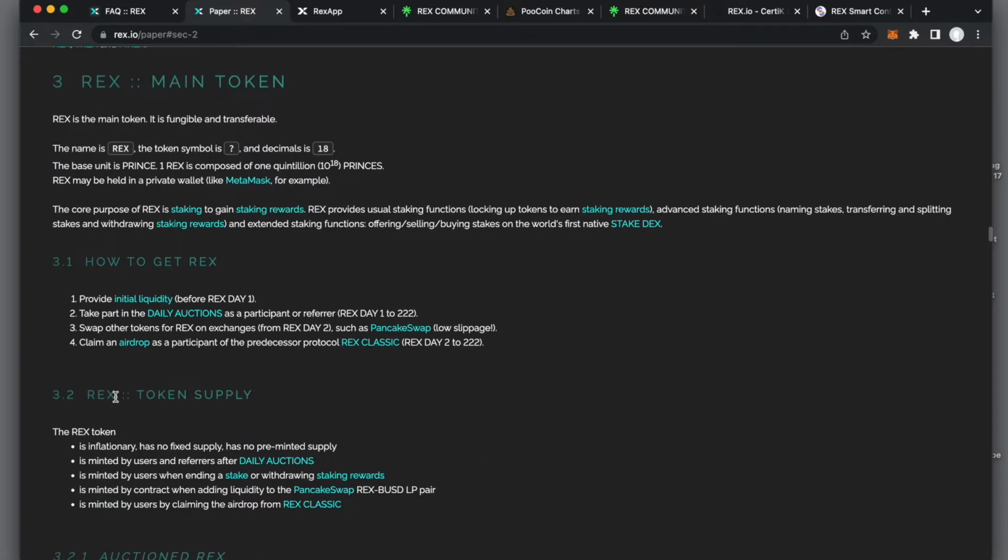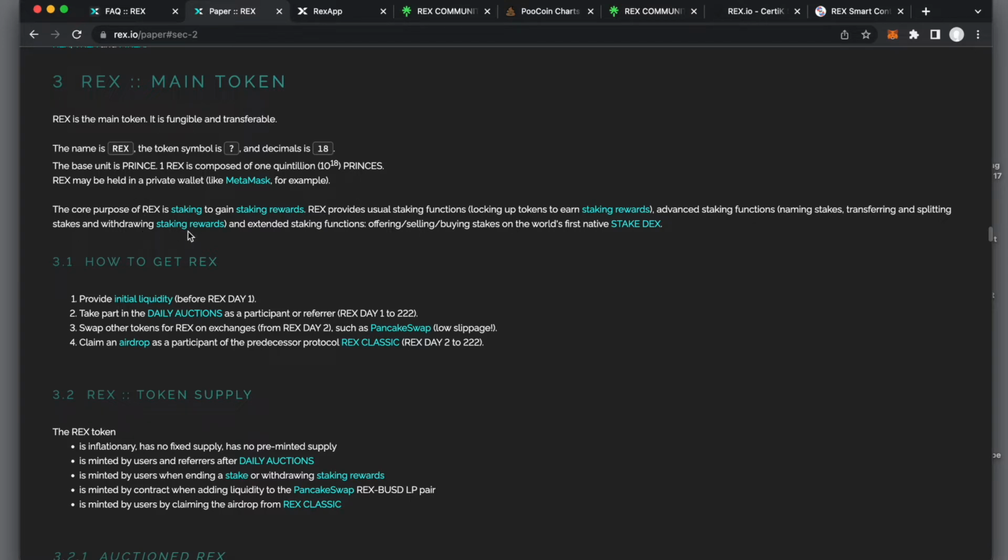So just a note, it is still June 27th, which means that Rex can't be held yet because it hasn't been minted yet. The first day that Rex will be minted is at the first auction, which will be at 1800 hours London time on the 2nd of July, after which time there will be Rex in existence.